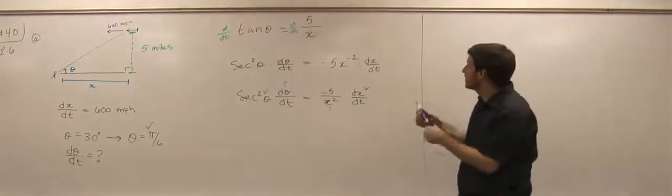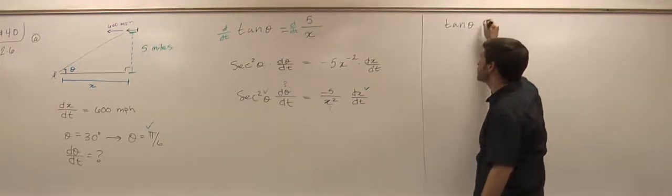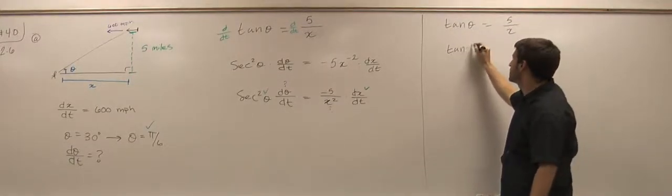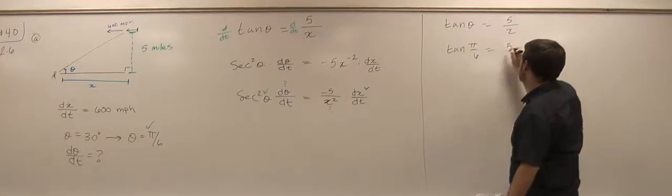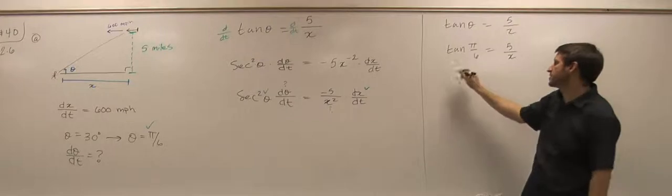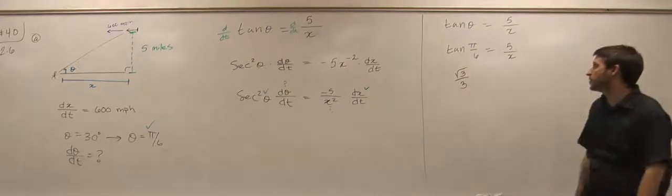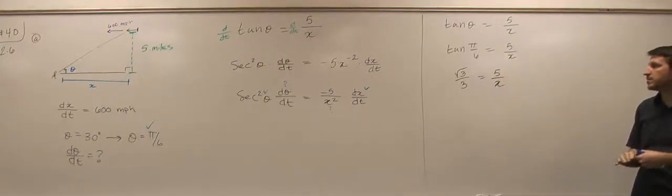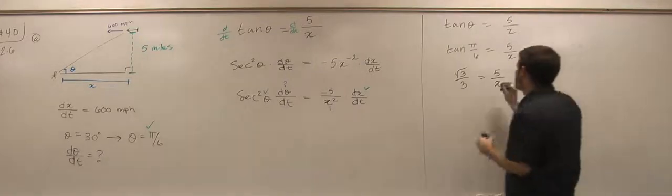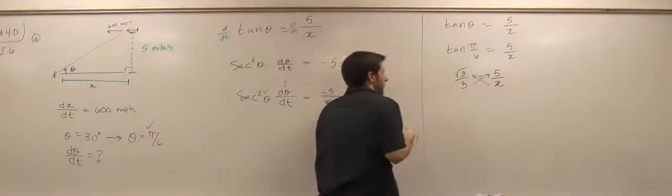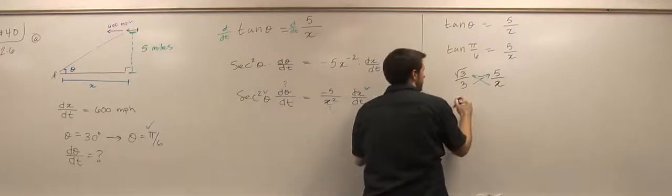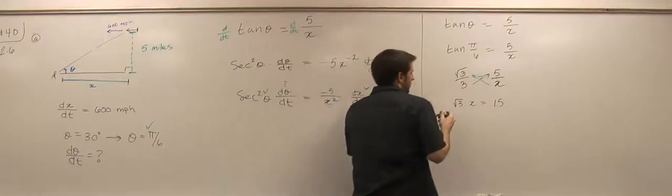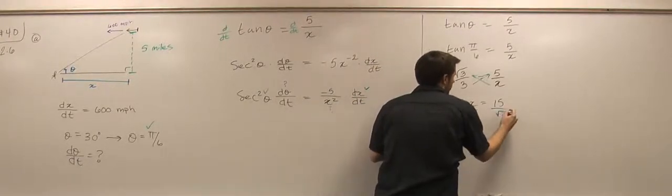in a different equation. Namely, I'm going to use the fact that tangent of theta is equal to 5 over x. And then I know that theta is pi over 6. Tangent of pi over 6 happens to be root 3 over 3. And then you can solve for x here. The x will come up, the 3 will come up. So root 3 times x equals 15. Divide by root 3, and x is equal to 15 over root 3.